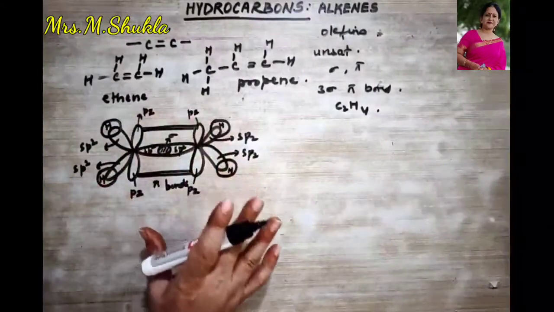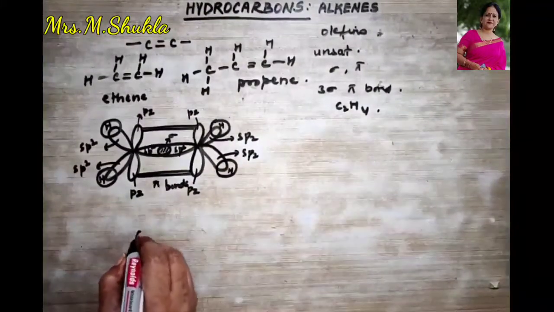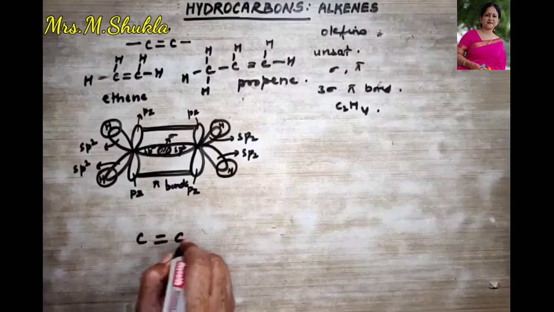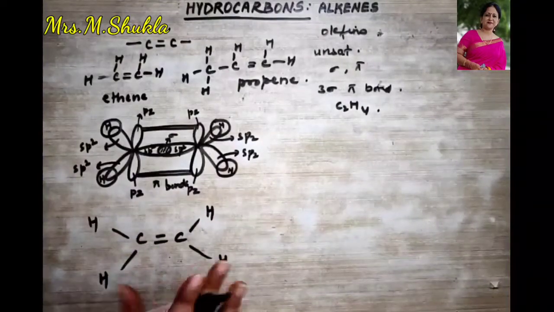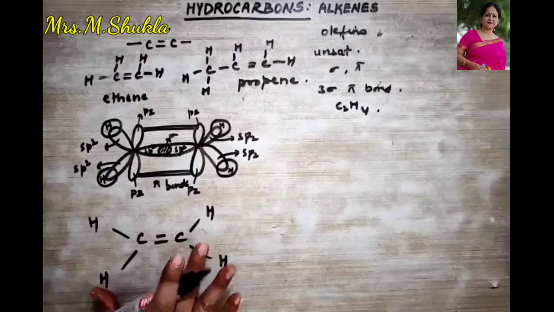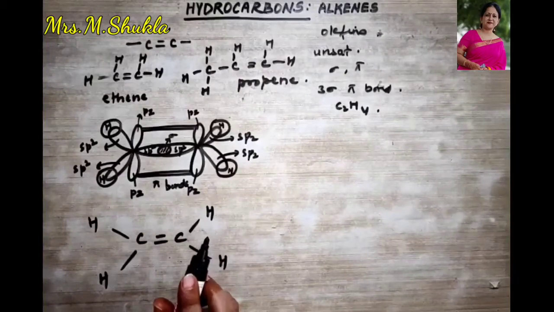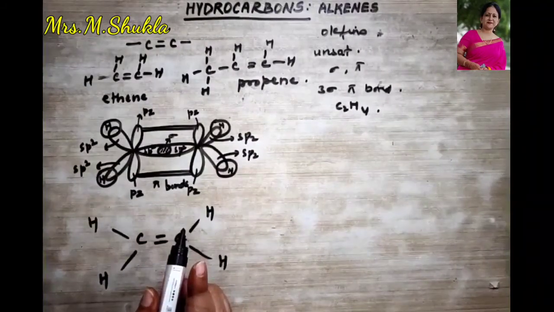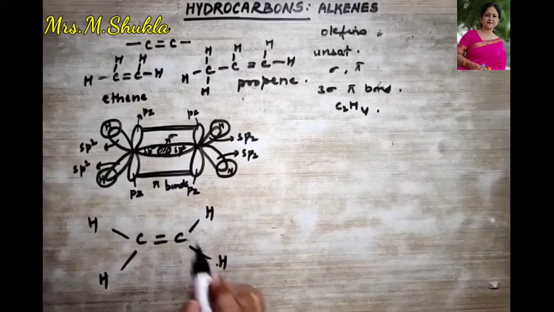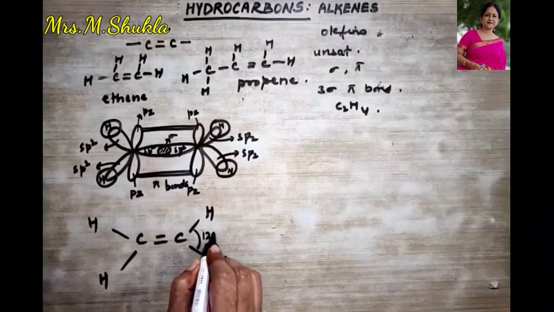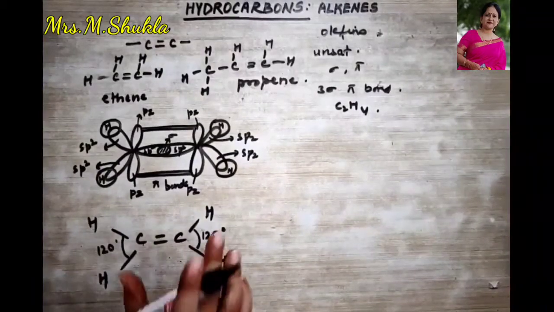Now if I want to draw it in a very simple form, I can show it to you over here and explain it to you. Let me draw it over here. Carbon, double bond, carbon, hydrogen, hydrogen. Let us now talk about the bond length and the bond angle also. So in this molecule of ethene, the hydrogen carbon hydrogen bond angle is how much? 120 degrees.